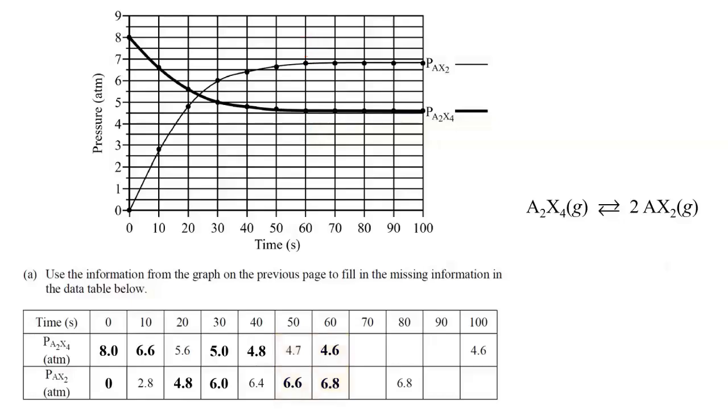Now, from this point onward, the pressure of the reactant stays the same at 4.6, and the pressure of the product also stays the same at 6.8. So we have now reached equilibrium because the amount, in this case the pressure of both the reactant and the product, remains constant over time.